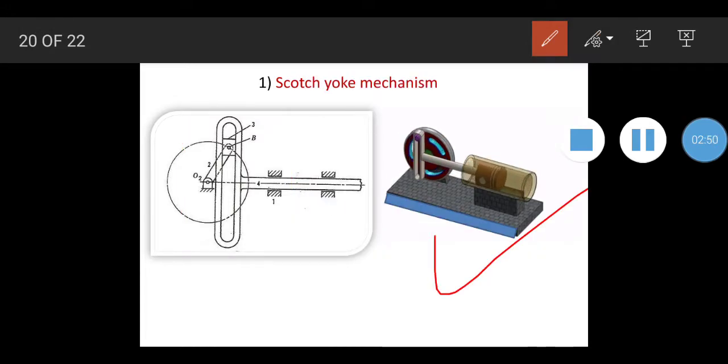The crank is performing a rotary movement, whereas the slider is performing a sliding movement in the guide bar, and the other part, that is link 4, is performing a reciprocating movement, that is, it is moving in the forward as well as the backward direction. So this is all about the Scotch yoke mechanism.